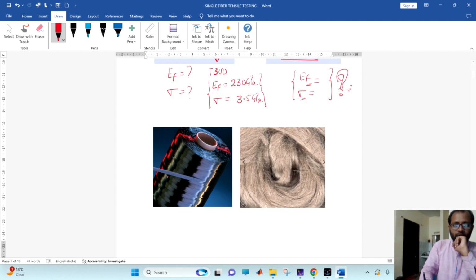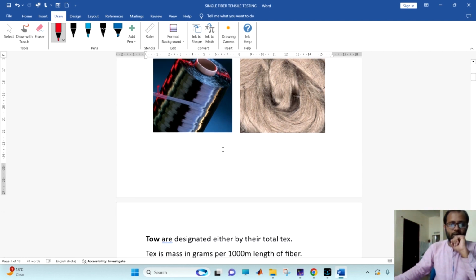From this bundle of carbon fiber, this is the tow. From this tow, we are going to extract the single fiber and do the tensile testing of that fiber. In the upcoming video, I am going to explain how to make the tensile testing sample for the single fiber and how we do the test, all the things.